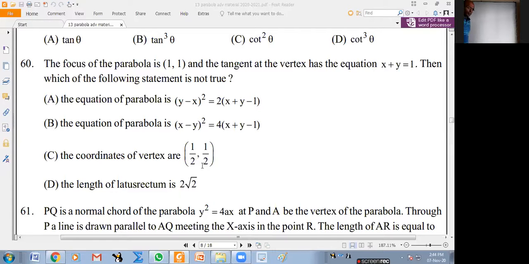Question 60. The focus of the parabola is (1, 1), and the tangent at the vertex has the equation x plus y equals 1. Which of the following statements is not true? They want the equation, the coordinates of the vertex, and the length of the latus rectum.